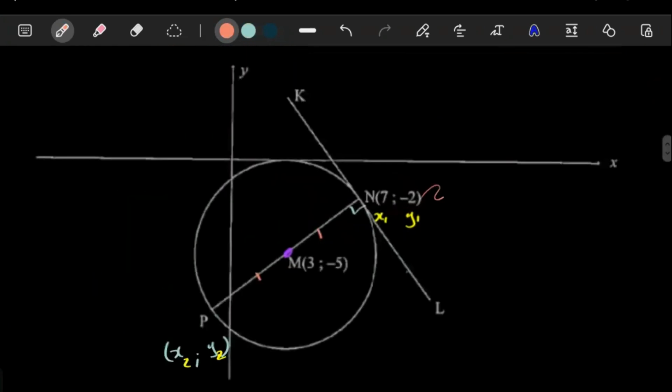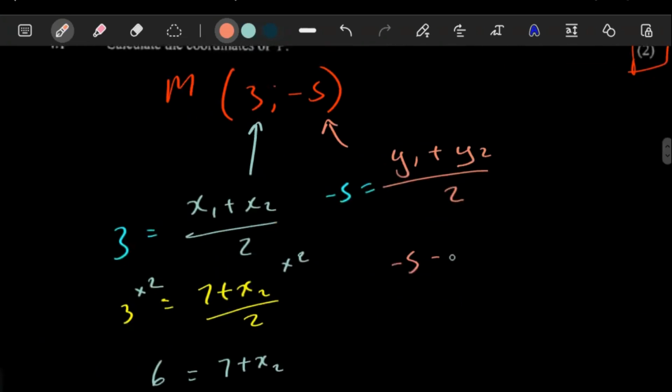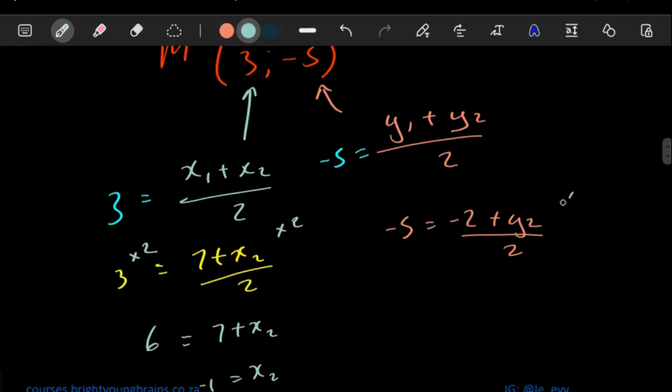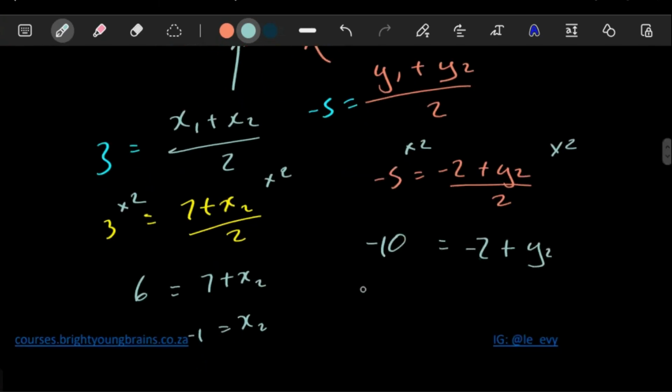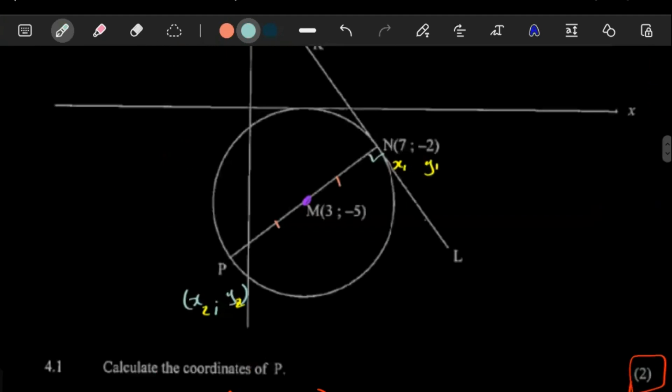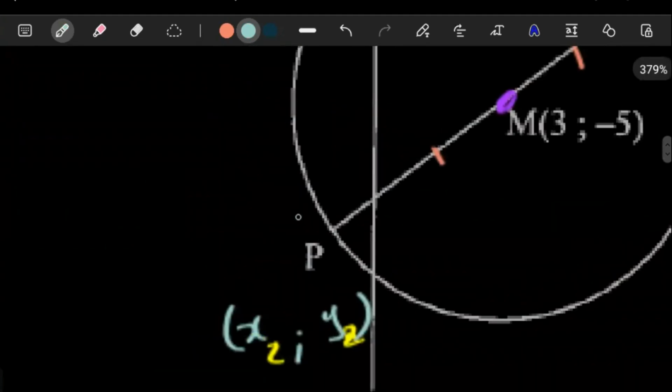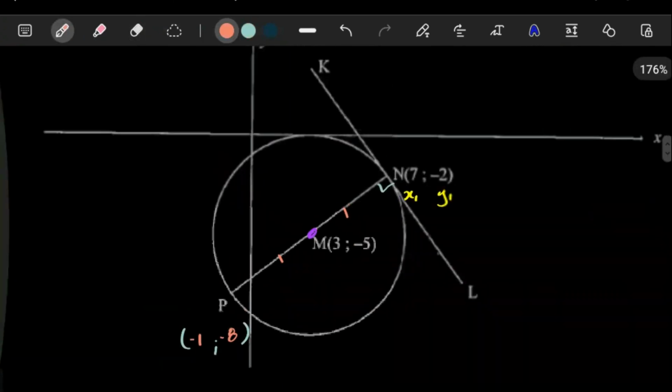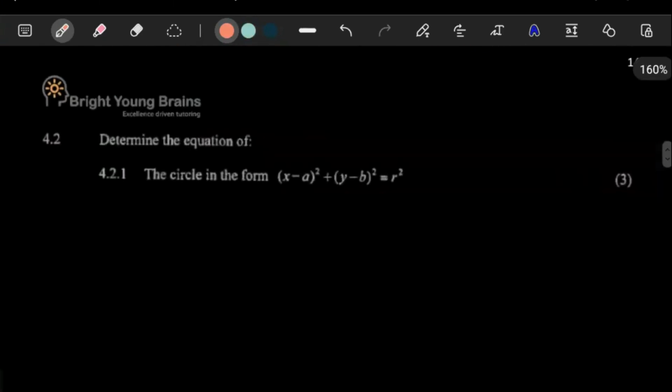We do the same here. We have y1, which is negative 2. So here, negative 2 plus y2, over 2. To get rid of the 2, you multiply on both sides, negative 10. And then here, obviously, we want to take the negative to the other side. Negative 10 plus 2 is going to give us negative 8. Oh, this seems accurate. Negative 1 and negative 8. They seem very accurate because this is towards the left, and then this is downward. So you can always just replace this already. Negative 1, negative 8. There we go. 2 marks.